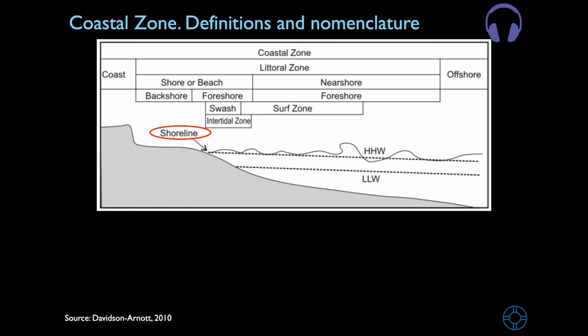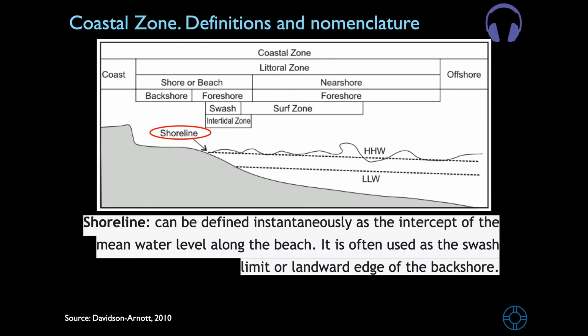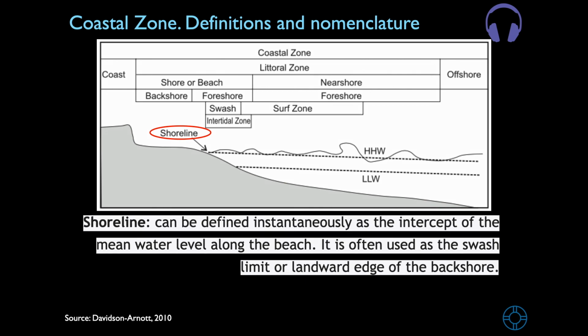The shoreline can be defined instantaneously as the intercept of the mean water level along the beach. It is often used as the swash limit or landward edge of the backshore.